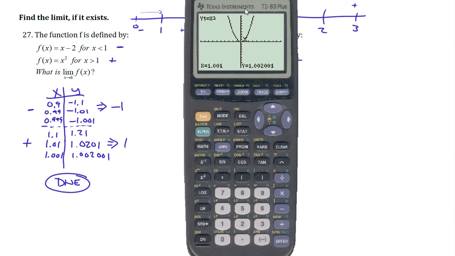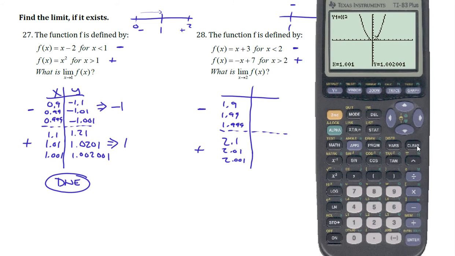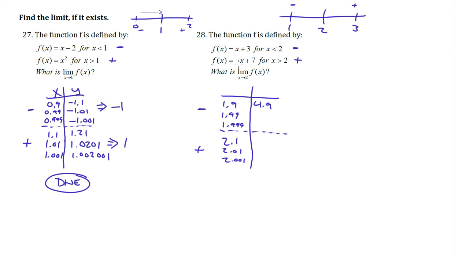Okay, so if we pull up our graphing calculator here, we could put it in here, but I don't think we're going to need to. 1.9 plus 3 is 4.9. 1.99 plus 3 is 4.99, and this is going to be 4.999. So hopefully we can see that the limit is approaching 5 for this one here.